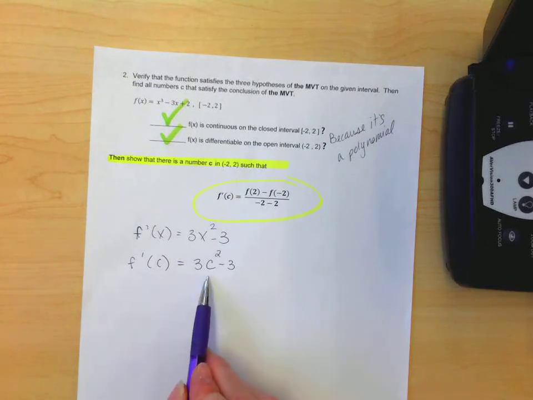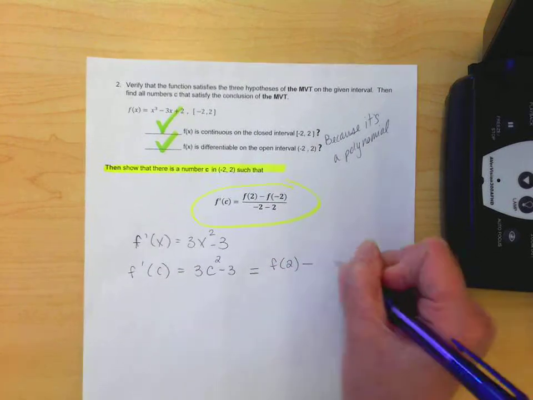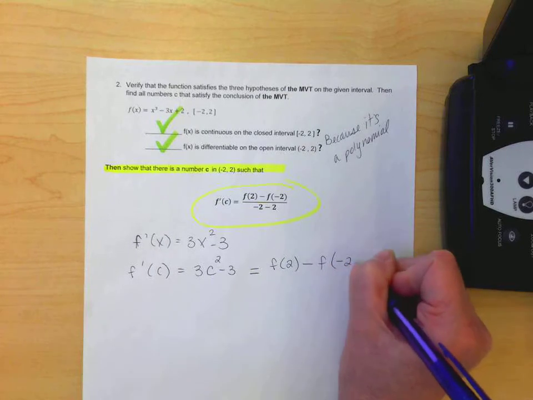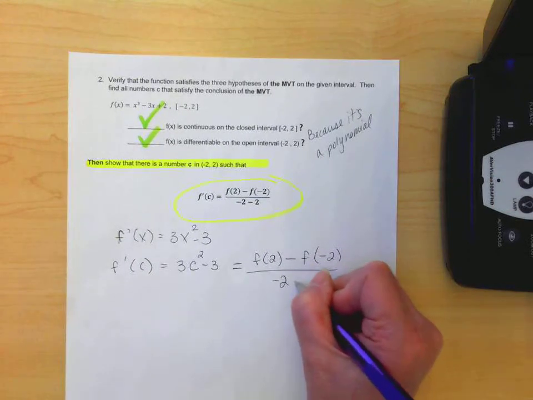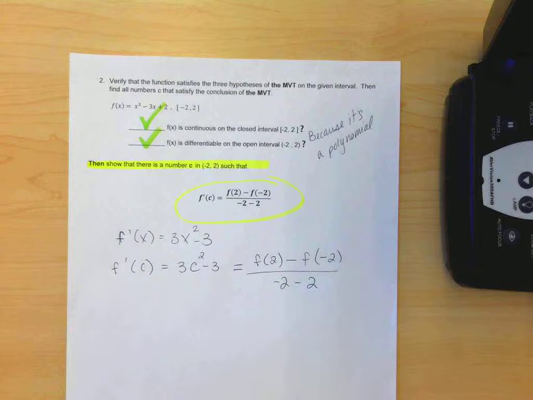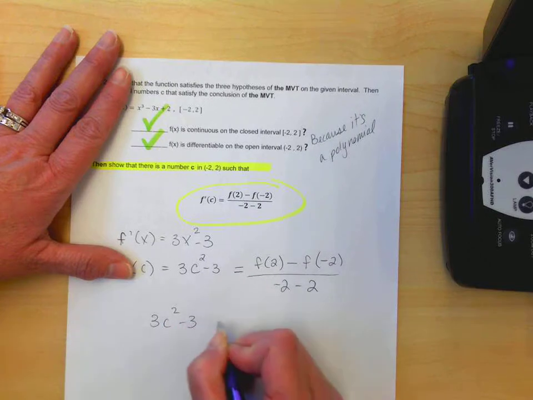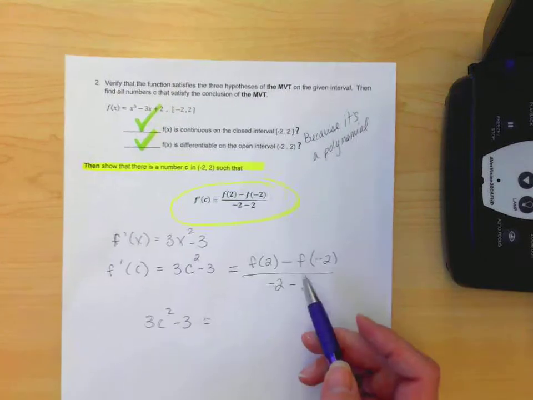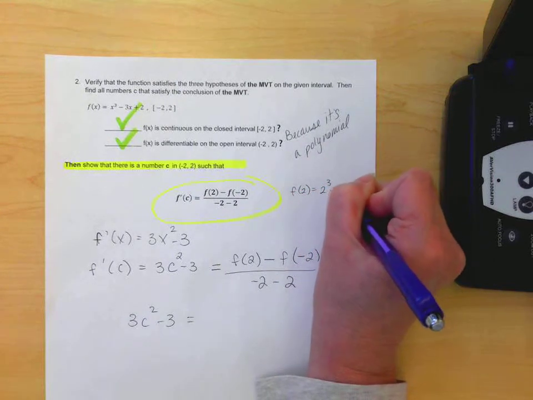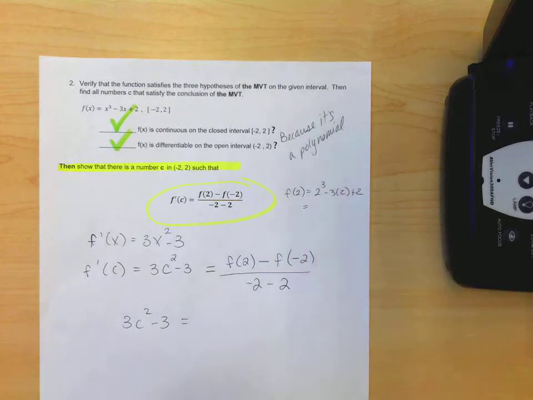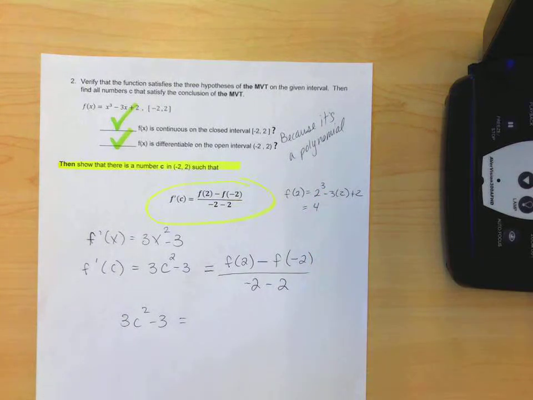And we want f prime of c to equal f of 2 minus f of -2, divided by 2 minus -2. We want to find this c. So we've got 3c squared minus 3 equal to that quotient. Off to the side, I could find the value of f of 2. 2 cubed minus 3 times 2 plus 2 equals 4. 8 minus 6 plus 2.